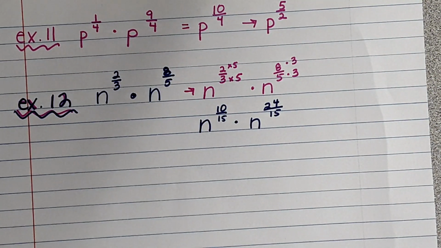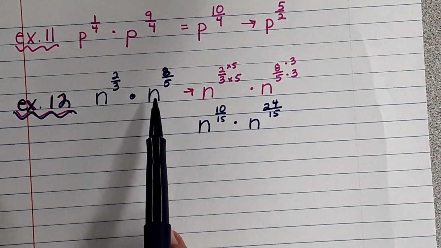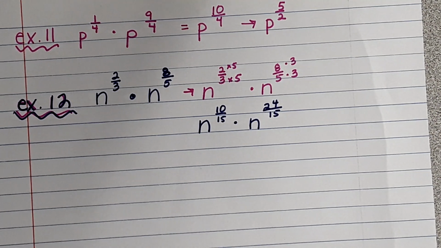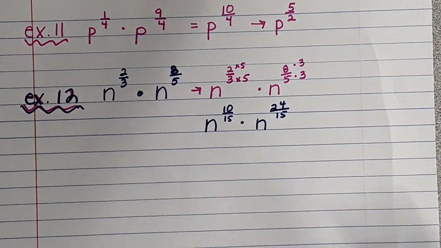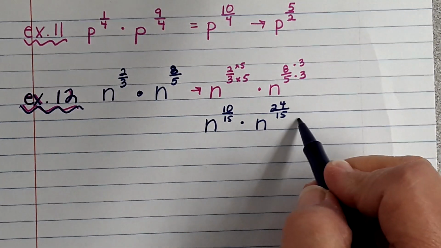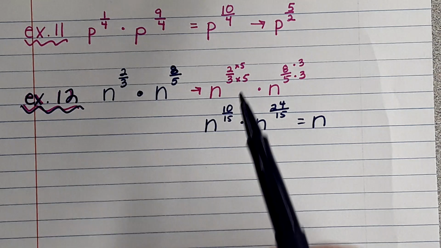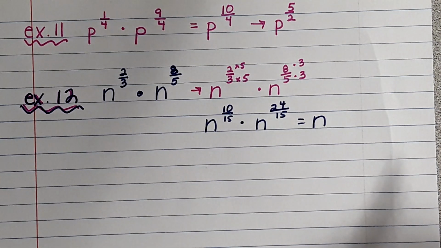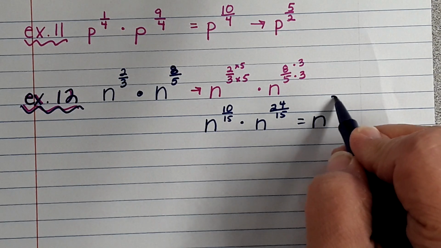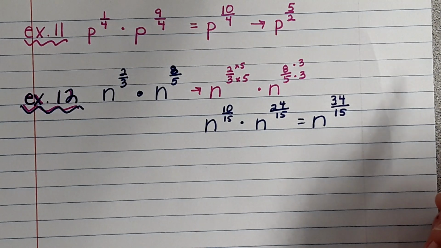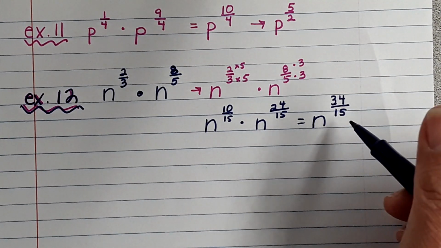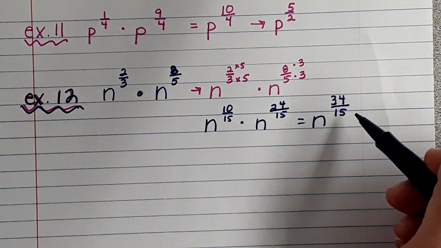So remember, you can only add exponents when you're multiplying if the bases are the same. So n is our base, those are the same. But you can't add fractions unless the denominators are the same. So that's what we did. We changed our exponents so the denominators were the same. So now we can add them. So the n stays. And what is 10/15 plus 24/15? 34/15. 34 and 15 can't be reduced, so we're going to leave it like that.